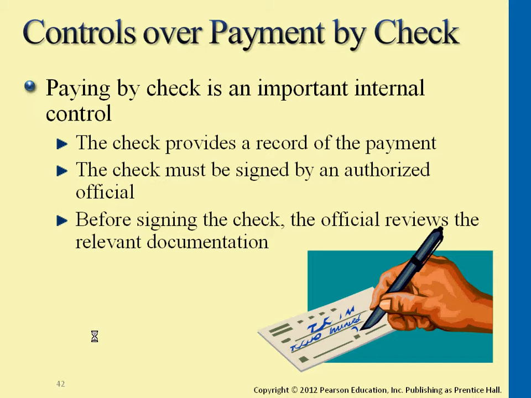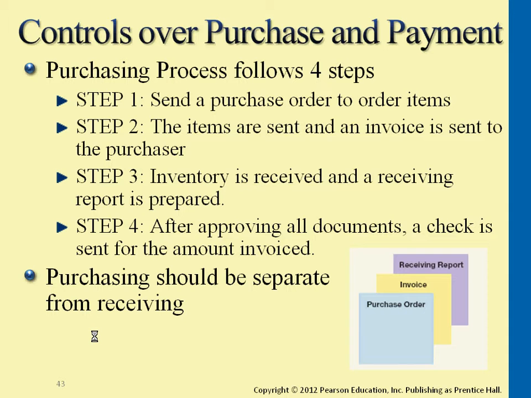Prior to a check being issued, the check should be supported by the appropriate documentation that's reviewed by the person signing the check. Okay? For controls over purchase and payment, what a business or an organization should do is follow these four steps in the process. They should send a purchase order in order to order the items.